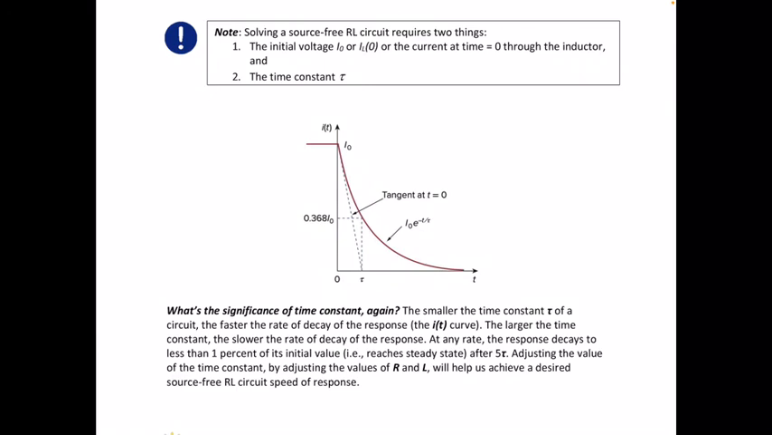So that's the same approach to how we can have some sort of idea on how to design a circuit, and this will help us achieve a desired source-free RL circuit speed of response. So you can lengthen or shorten the response time by adjusting the time constant, which is done consequently by adjusting the values of R and L.